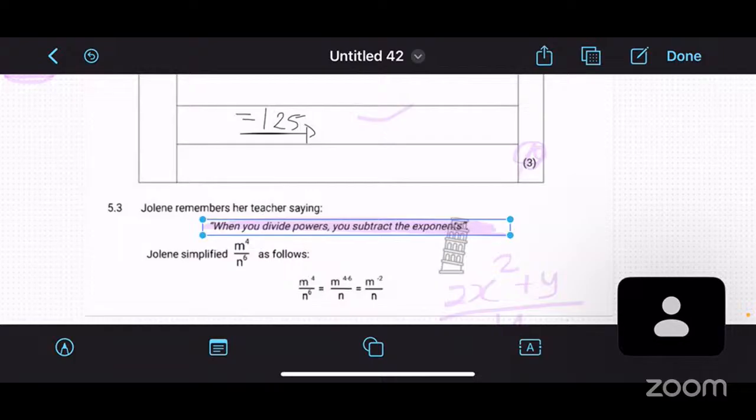And Jolene here simplified m to the power of 4 divided by n to the power of 6 as follows. She said m to the power of 4 divided by n to the power of 6 is equal to m to the power of 4 minus 6 divided by n, which equates to m to the power of negative 2 divided by n. And that is her final answer. Is she correct? Let's try to get Manahil here. Manahil, do you think Jolene is correct here? Do you think this is how we're supposed to simplify it?